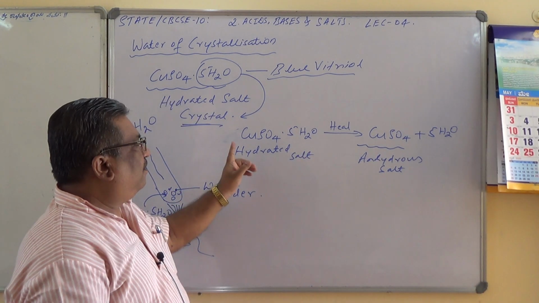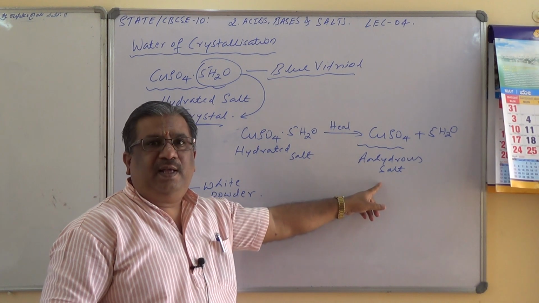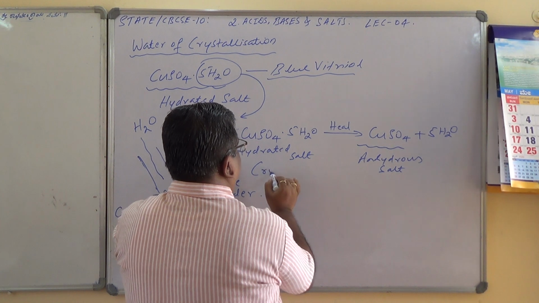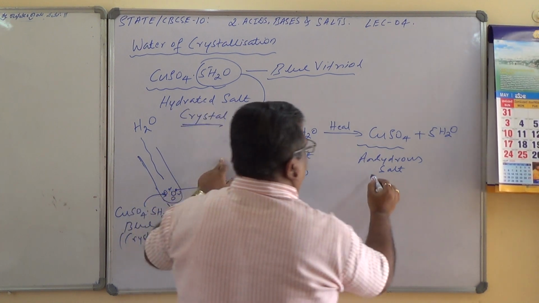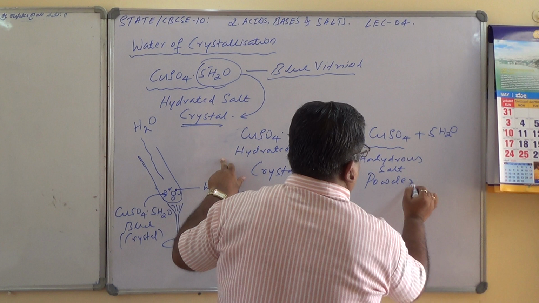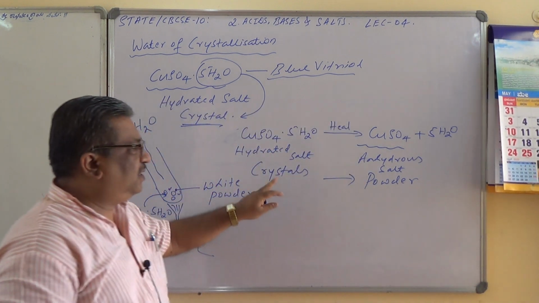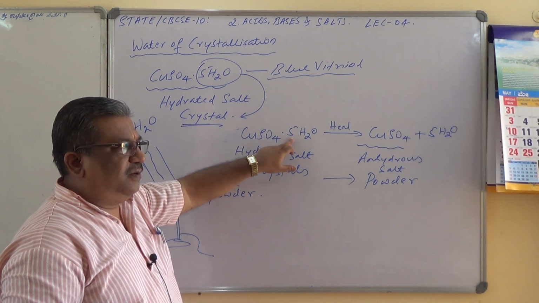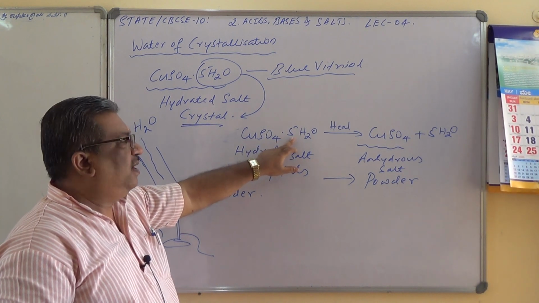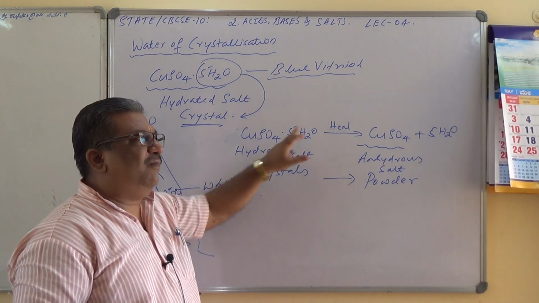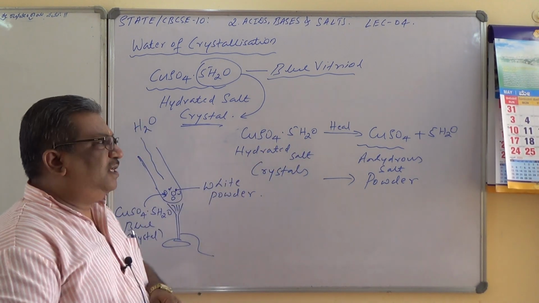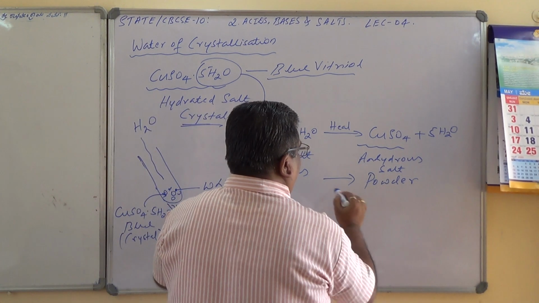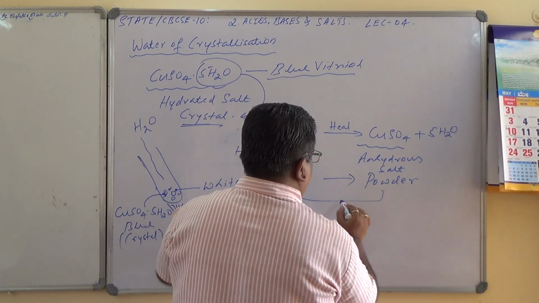Please remember, from crystals to powder is the change. That means the change that is observed is, here these are crystals and here it is a powder. This process or phenomenon of loss of water of crystallization molecules by means of heating, or when they are exposed to the atmosphere, is called efflorescence.